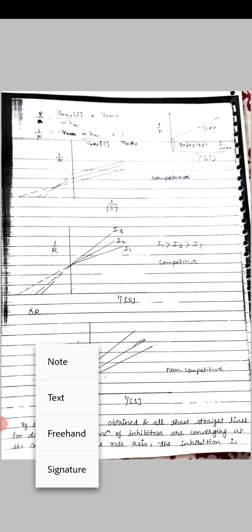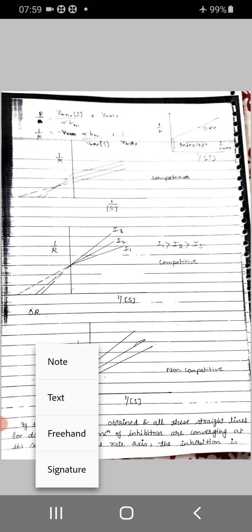ठीक है, next, if the straight lines obtained for different but fixed concentrations of inhibitors are converging at the same point, as you can see in the reaction diagram 2, these are converging at the same point on the rate axis, the inhibition is competitive. ठीक है. Then such a plot is an important experimental characteristic for identification of competitive inhibitions.